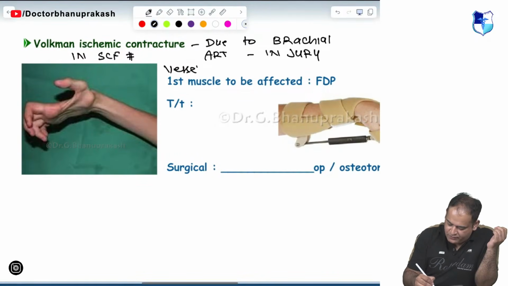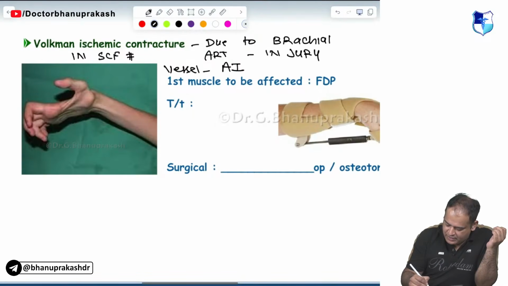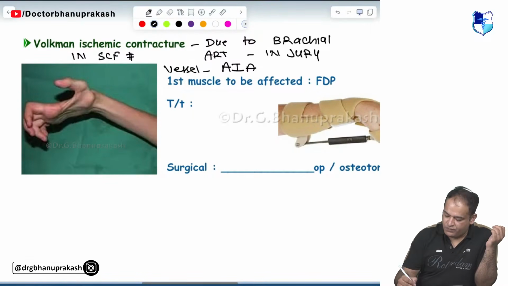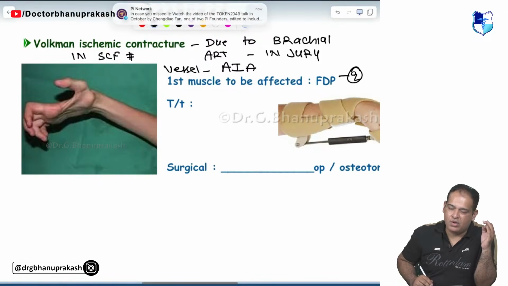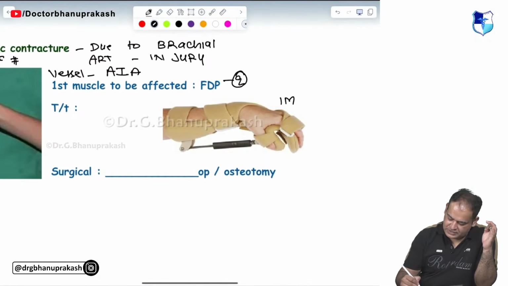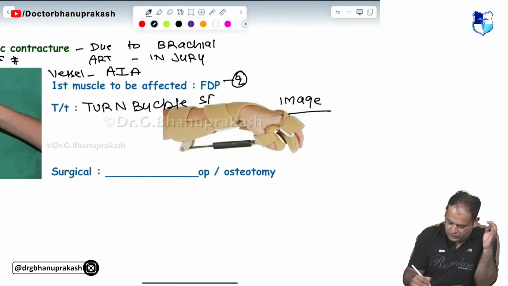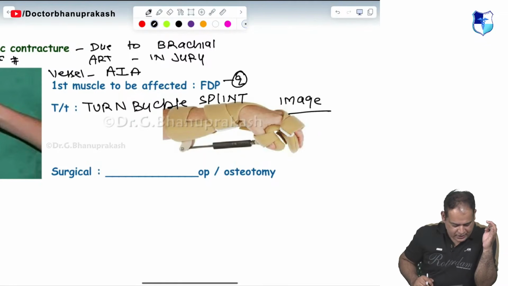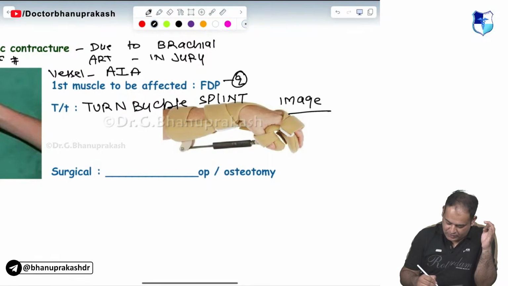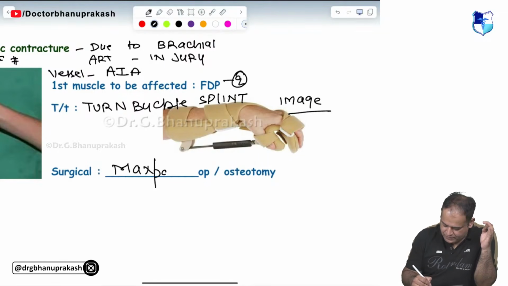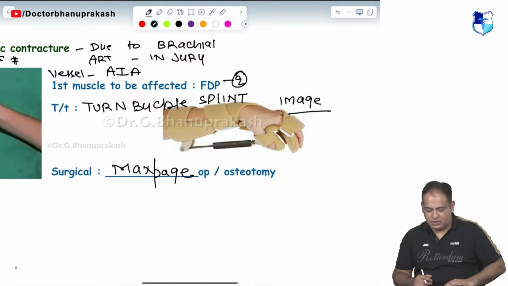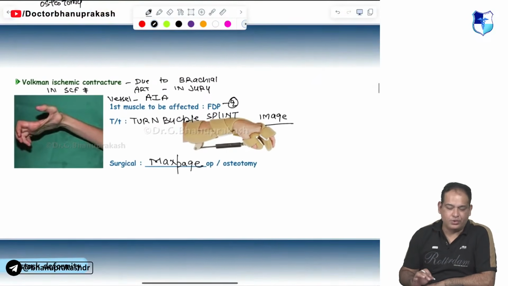What is the blood vessel affected? Anterior interosseous artery. First muscle to be affected, flexor digitorum profundus. Now, what is important here? The image. What is the treatment? Turnbuckle splint. What is the surgical treatment? Max Page operation or osteotomy.